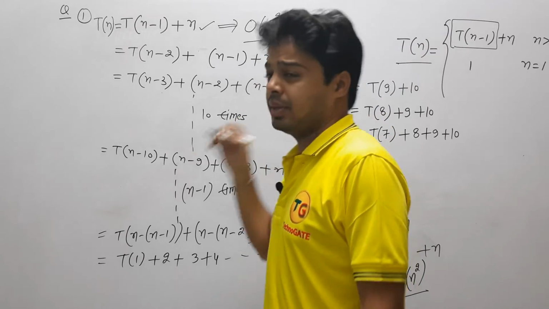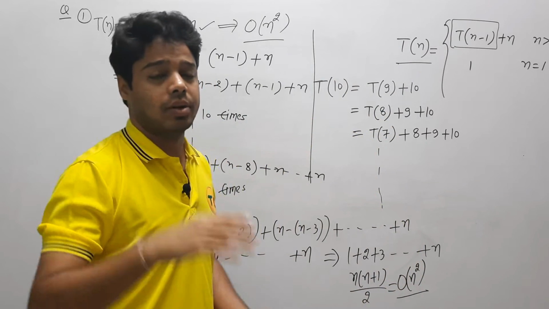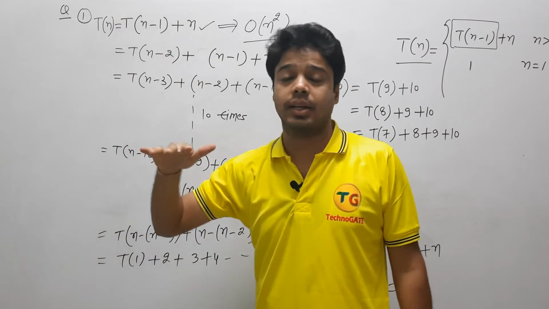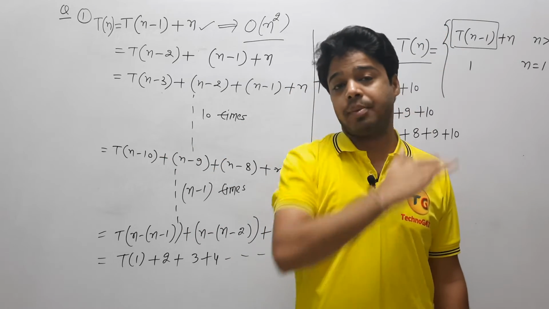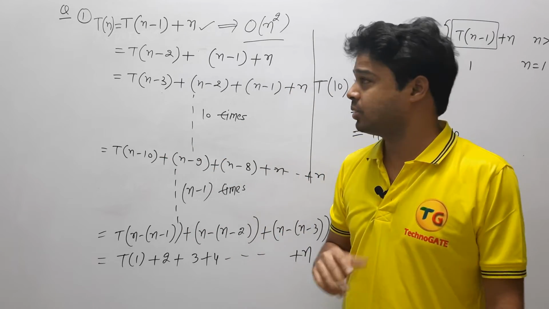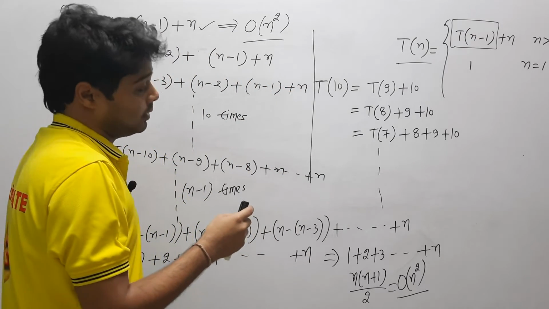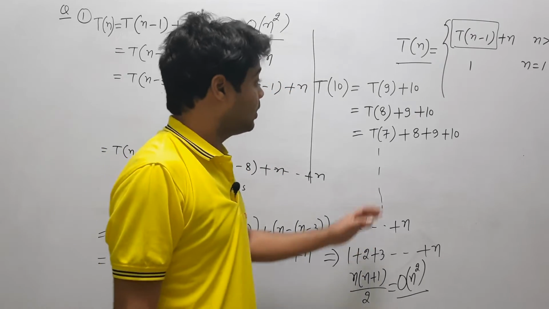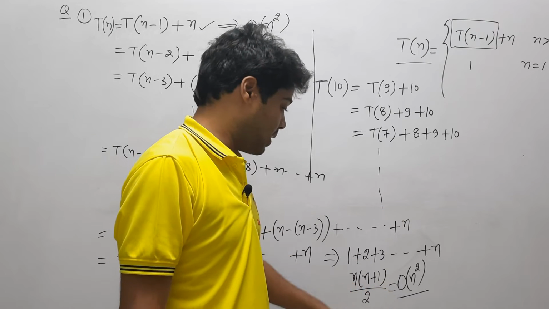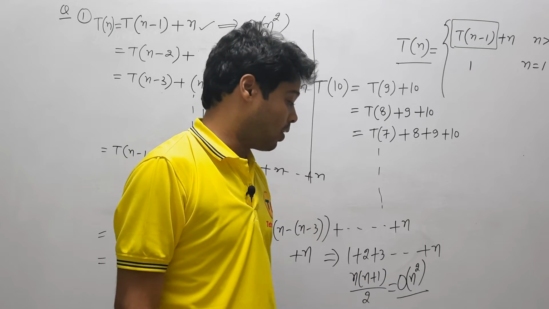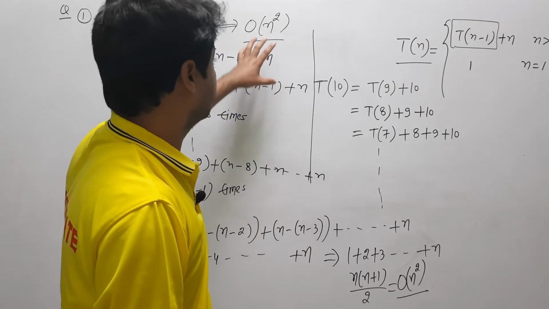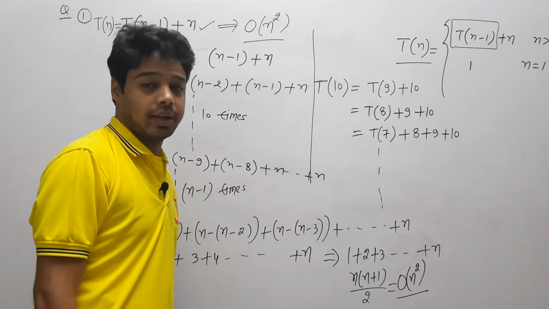They sometimes ask, like, match the column, where 4 recurrence relations and 4 time complexities are given. So match the column problems will appear definitely. So here, n into n plus 1 by 2 is upper bound on order of n square. So what is the time complexity for this one? Order of n square.